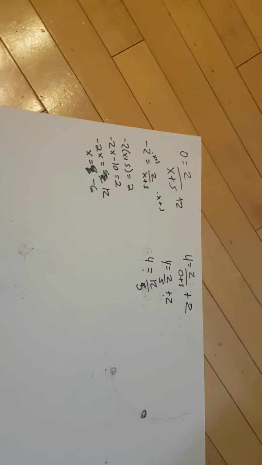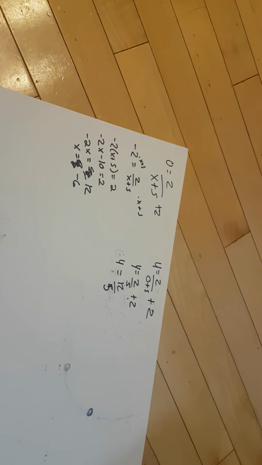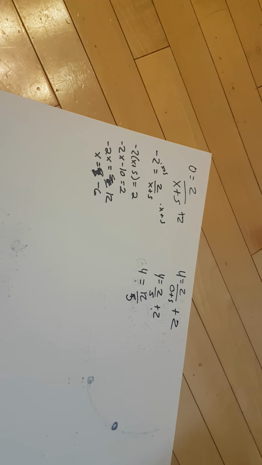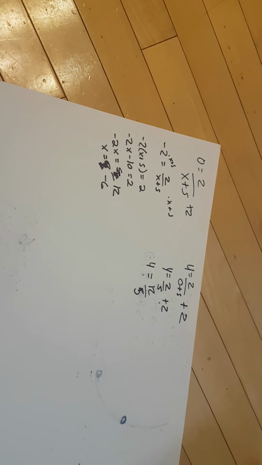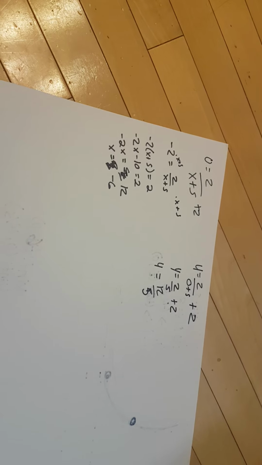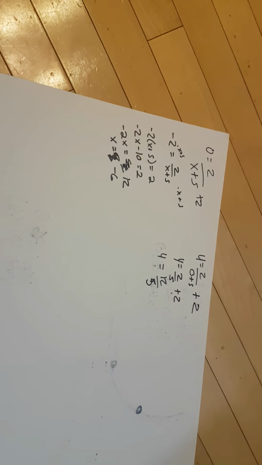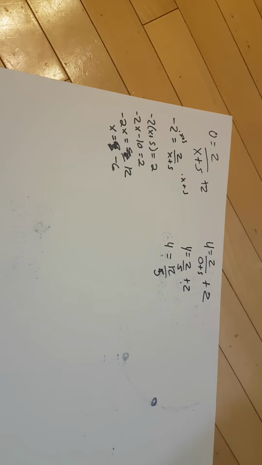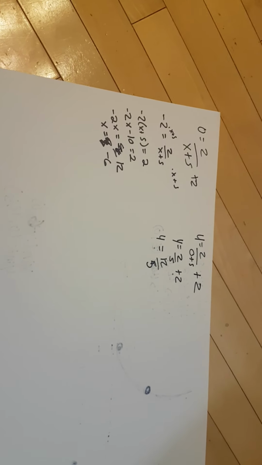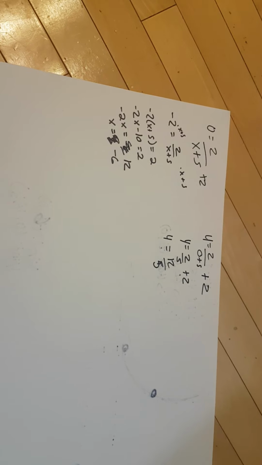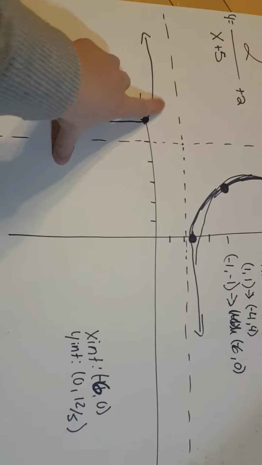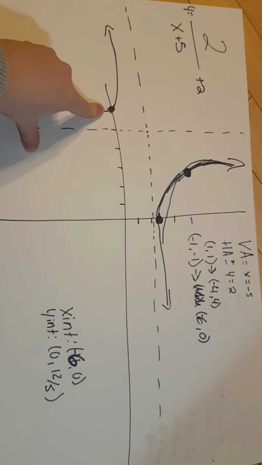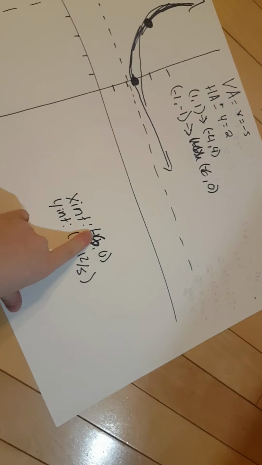But yeah, I basically moved the 2 over to become negative 2. I multiplied both sides by x plus 5 to cancel my fraction. Once I did that, I got negative 2x minus 10 equals 2. I moved the negative 10 over. That's where I kind of made a mistake, but I fixed it later on. So it becomes negative 2x equals 12. I divided both sides by negative 2, and I got x equals negative 6. So then I know, as seen over here, and right there, I have an x-intercept at negative 6.